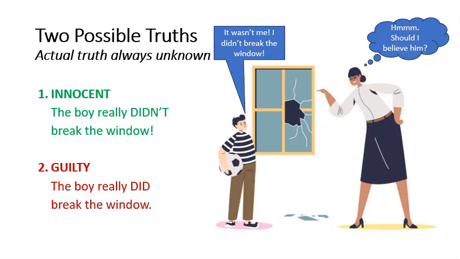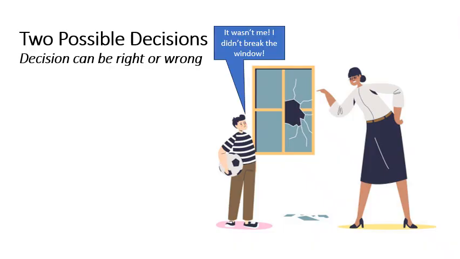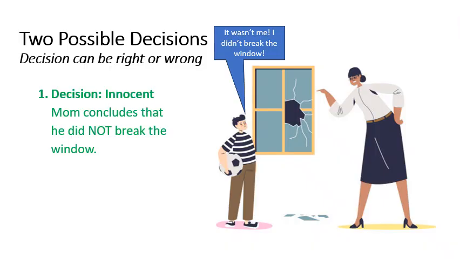So now, in this case, the mom, the judge, has to make a decision. Should I believe this boy? She could make the right decision, or she could make the wrong decision. So here we are with these two possible decisions, and we know that the decision can be right or wrong. So here he is, he says he didn't break the window. We'll never know whether he did or didn't. And maybe she makes the decision that he is innocent. Maybe this mom or judge, whoever it is, concludes that, yep, he didn't break the window.